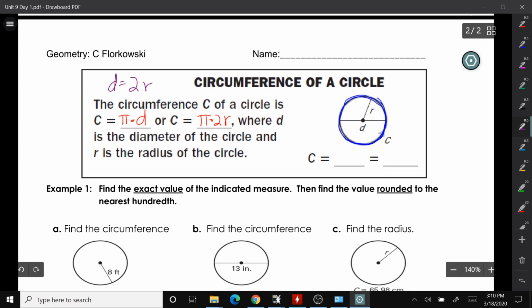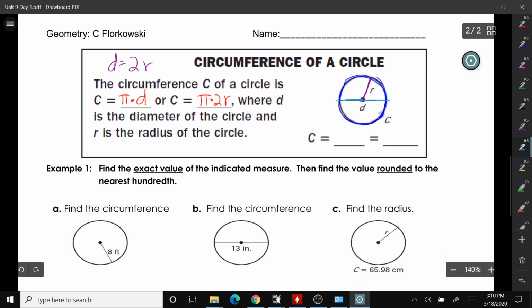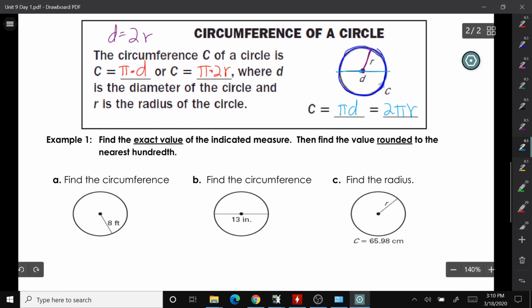And that should make sense. If the radius is from the center to the edge of the circle, and then the diameter is, think of it as 2 radii together, and that forms your diameter. So 2 formulas we can use are pi times the diameter, or a lot of times it's written as 2 pi r for writing the equation using the radius. It doesn't matter how you write it. So let's look down here.